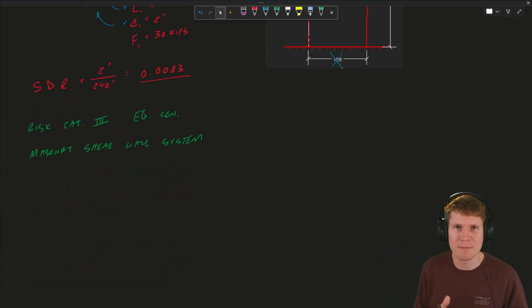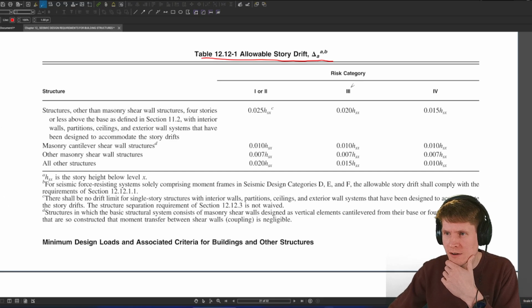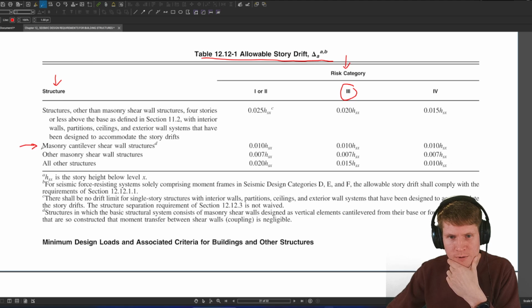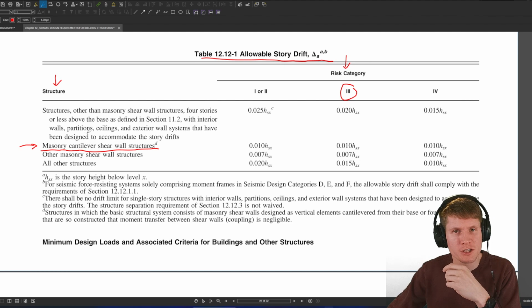And all these values up here in the figure still apply. Well, first, let's head back to the ASCE 7 and check out that allowable drift table. All right, so we said we are risk category 3. You can see it's dependent upon your risk category and your structure type. So I specifically said we're going to be a masonry shear wall structure. You can also call it a masonry cantilevered shear wall structure.